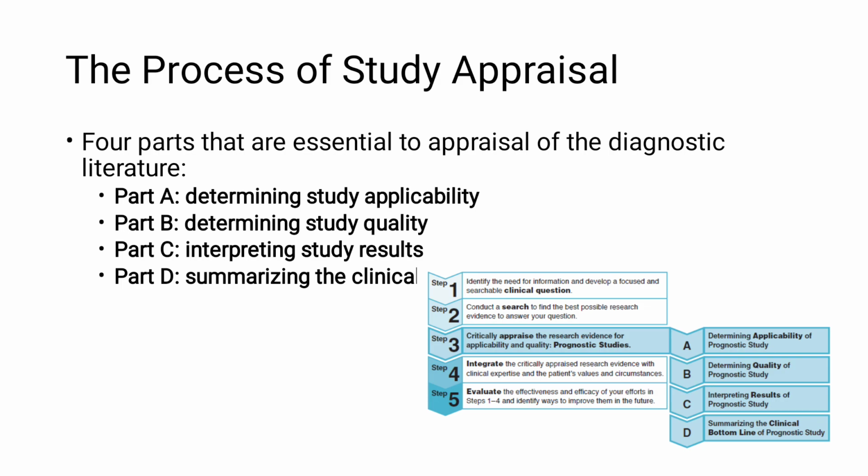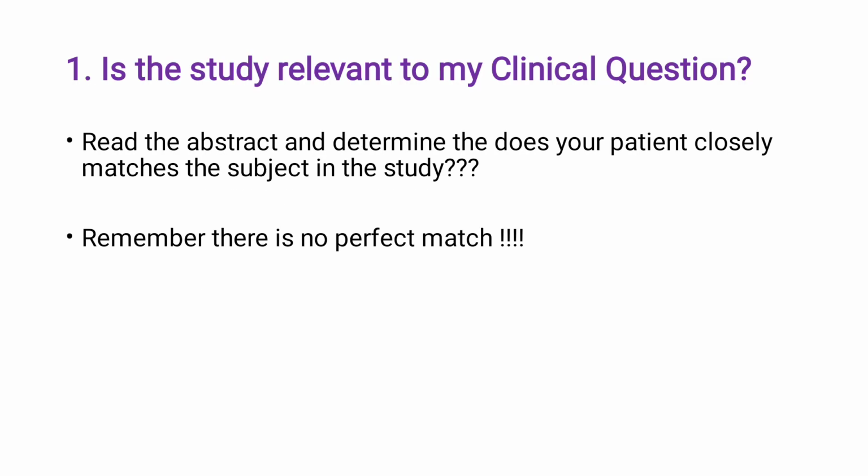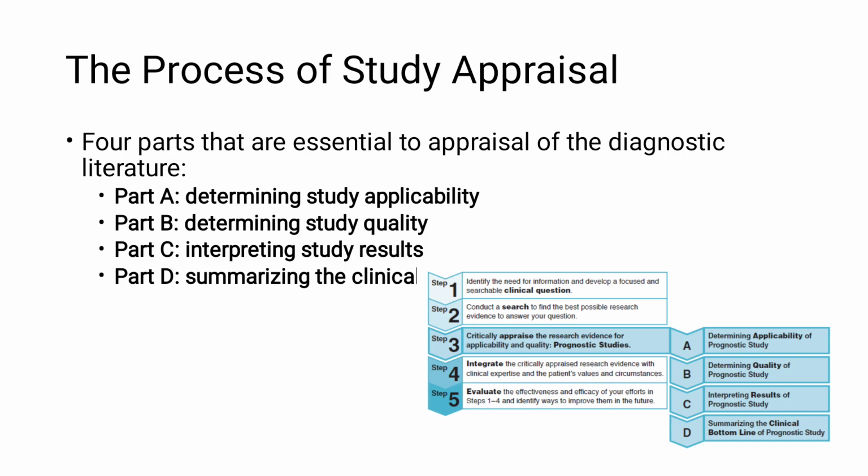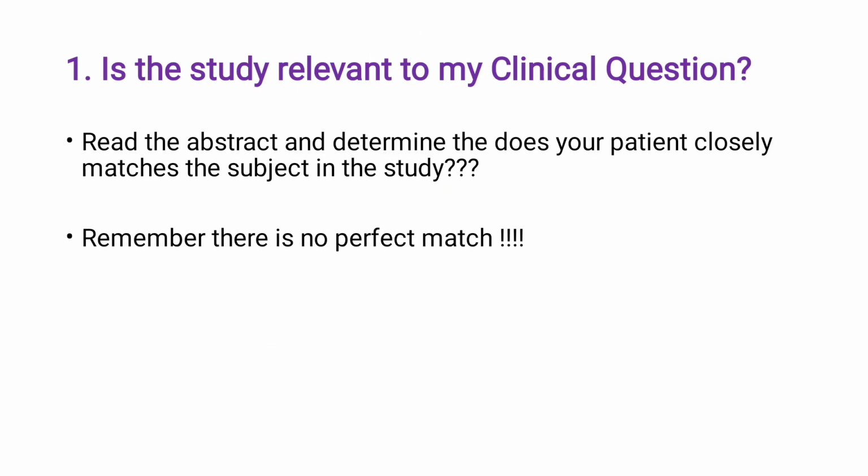The process of study appraisal has 4 essential parts, as this is the third step of EBP. Part 1 determines the study applicability, part 2 determines study quality, part 3 determines or interprets the study results, and part 4, the fourth part, is summarizing the clinical bottom line. So first in the process of study appraisal is determining the study applicability. The question will be, is the study relevant to my clinical question?